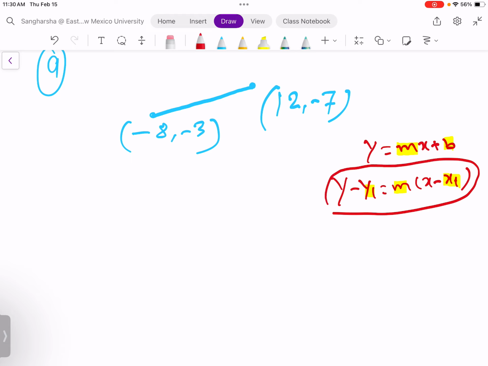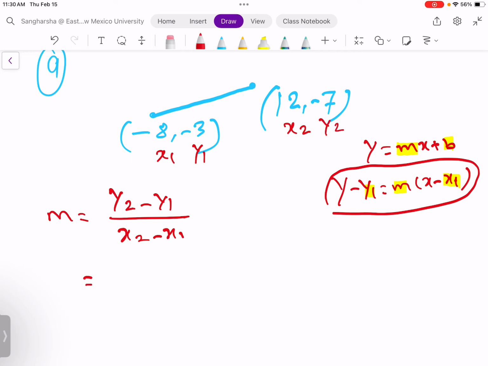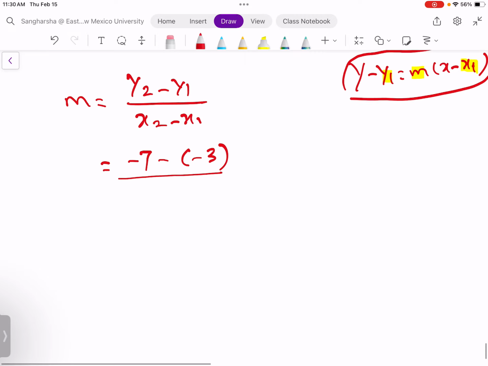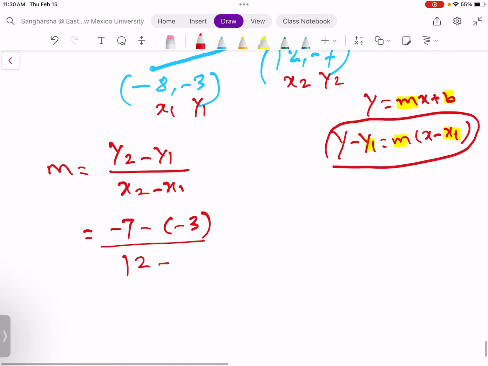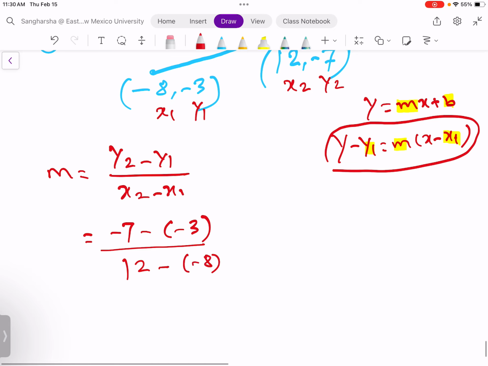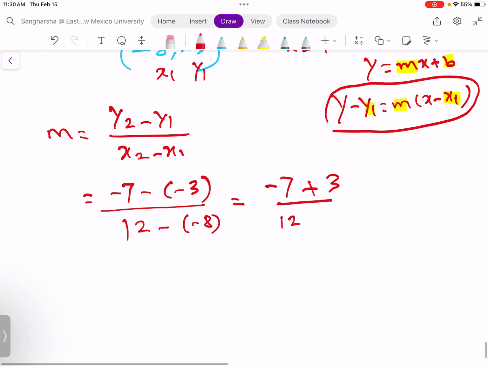So m equals (y2 minus y1) divided by (x2 minus x1). Let's call this point x1, y1, and this point x2, y2. Now you substitute: y2 is -7 minus y1, which is -3, divided by x2, which is 12, minus x1, which is -8. So we have -7 minus times -3, that is +3, divided by 12 minus times -8, that is +8. So -7 plus 3 is -4, divided by 20.